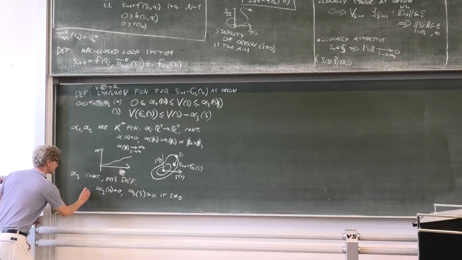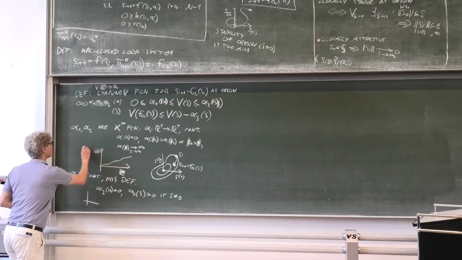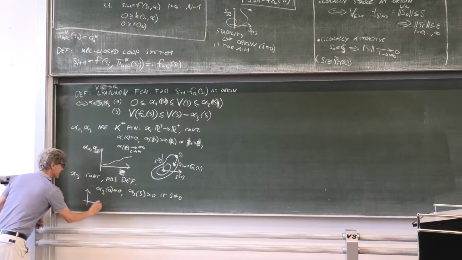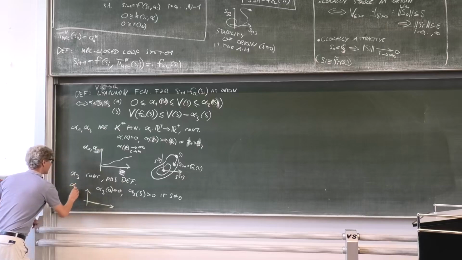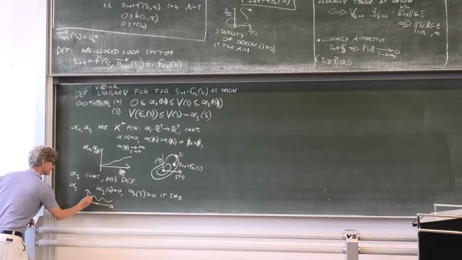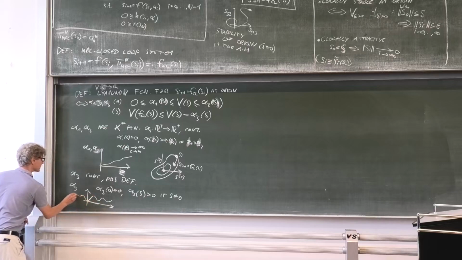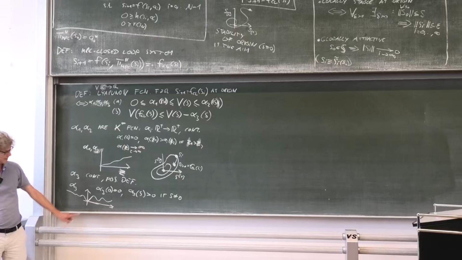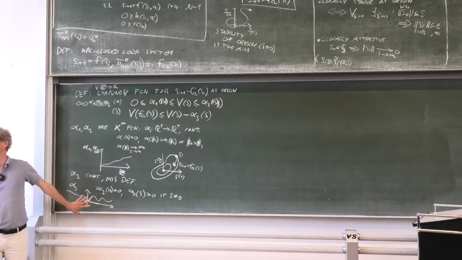So if you want to visualize this alpha 3, so this is like alpha 1 and alpha 2. And now if you visualize alpha 3, I can define it in the full state space. It could be any function like this, right? So it's not even needing to be monotonously increasing or something. That's it. 0 at 0 and positive everywhere else.